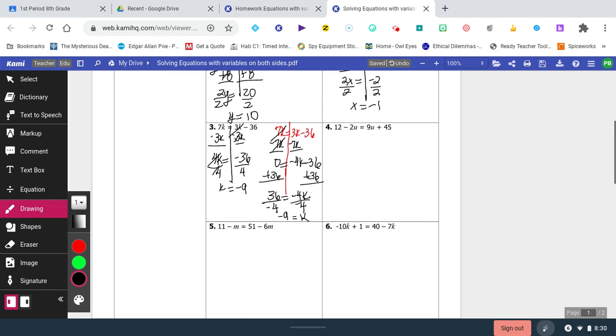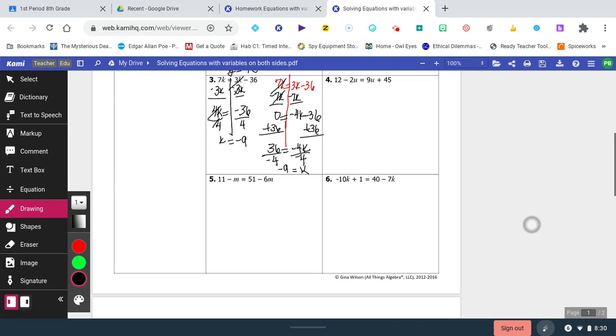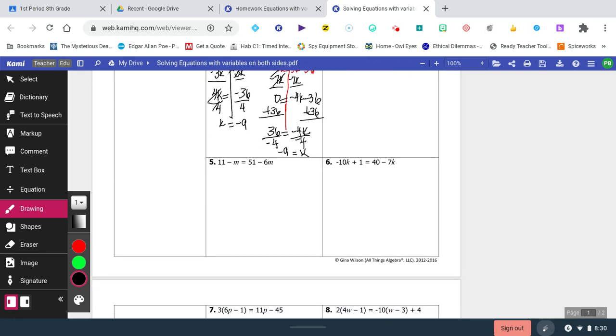All right, I'm not going to work 4. I am going to work 5 because some people may not know what's in front of that M on this side, but I hope you all do. I'm going to put an imaginary 1 here because it doesn't have a coefficient. The coefficient is just a number attached to the variable. So if I put that imaginary 1 there, then I can just start looking at my steps.